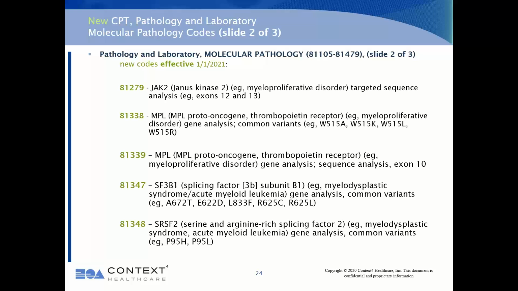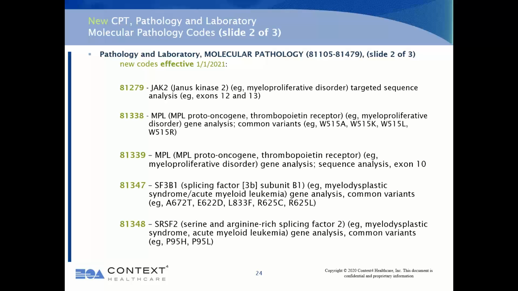These are the next 5 new molecular path codes, which are gene analysis studies. 81279 is a targeted study of the gene for Janus kinase 2. A mutation leads to deregulation of the kinase activity seen in myeloproliferative disorders and atypical chronic myeloid leukemia.